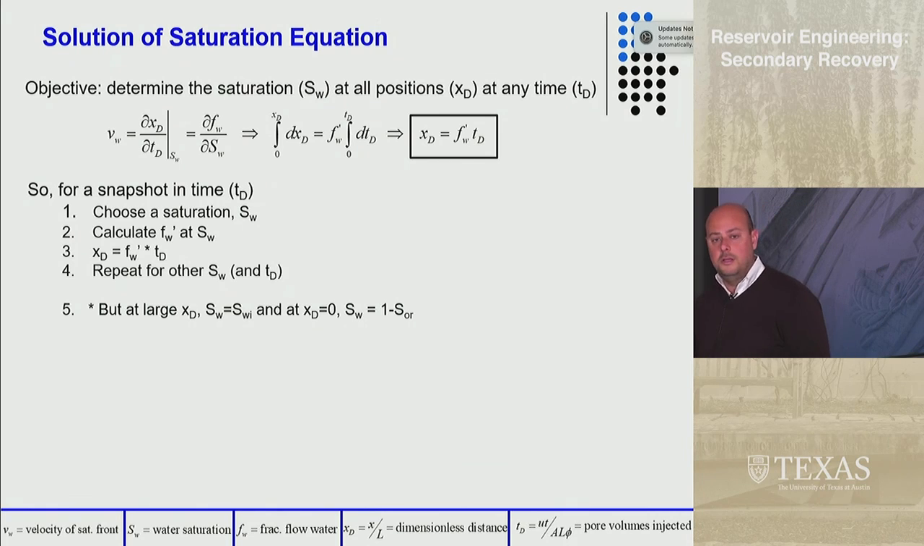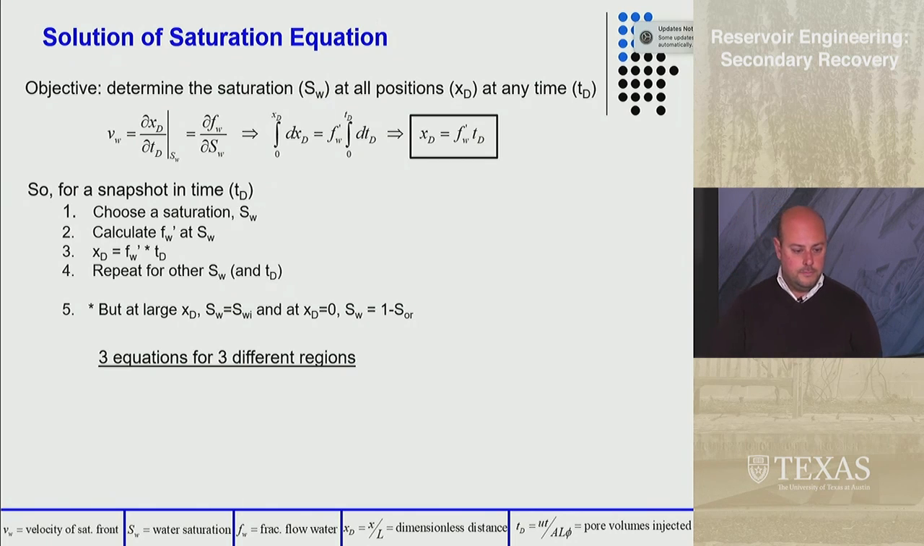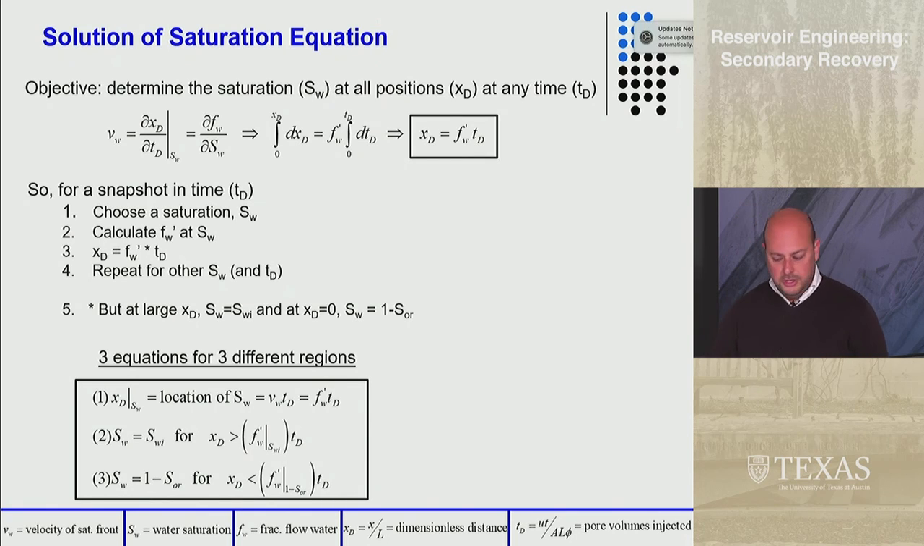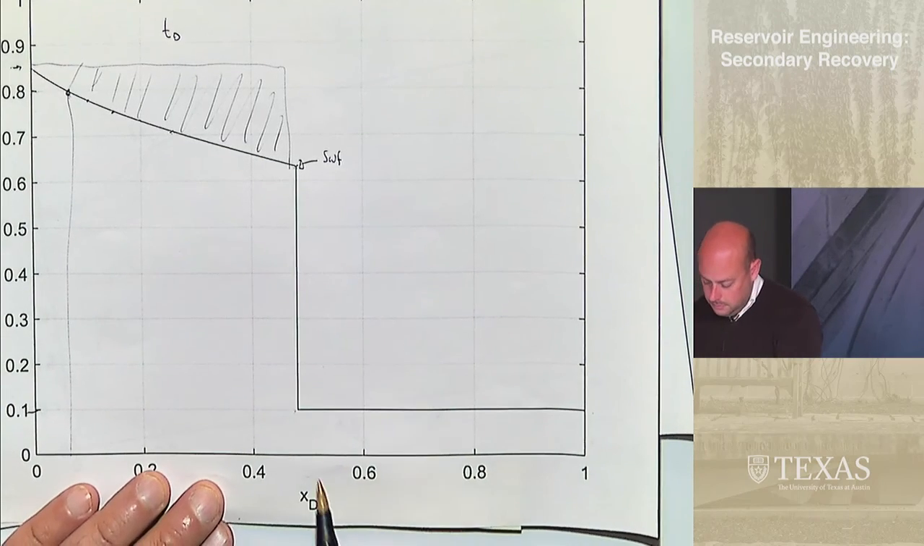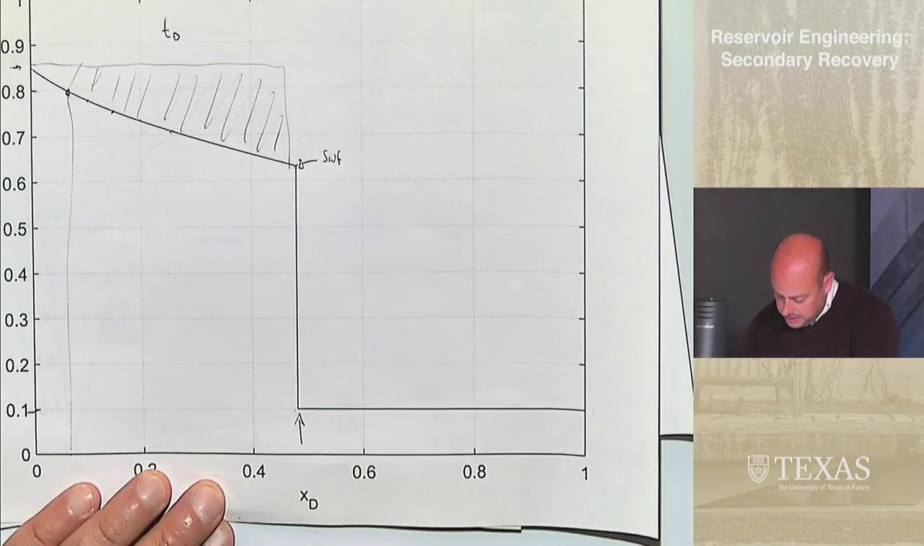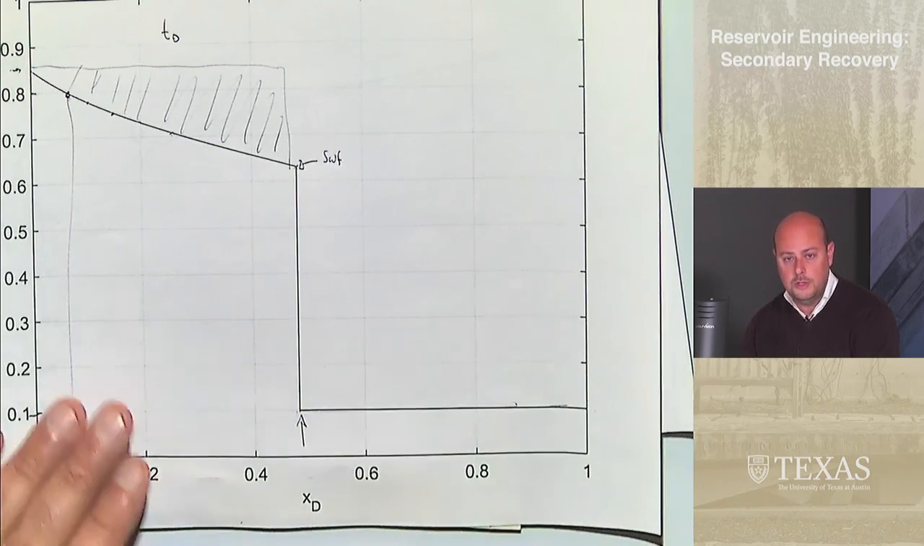And I should point out, and we'll get to this more later, that at large distances, at distances above the saturation front, the water saturation is simply equal to the initial water saturation. So there's actually some different regions. The first one is what we just showed here. If you're greater than the saturation front, then SW is equal to SWI, right? So if I go back here, if we're above this distance, then SW is just equal to the initial water saturation.